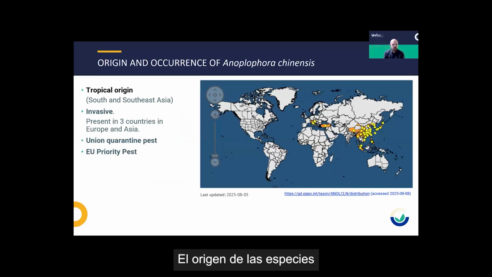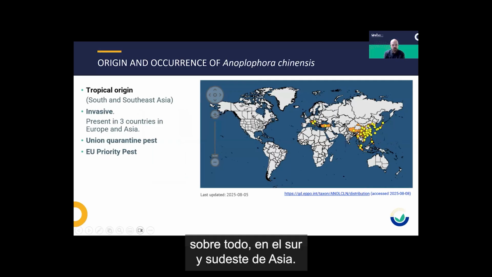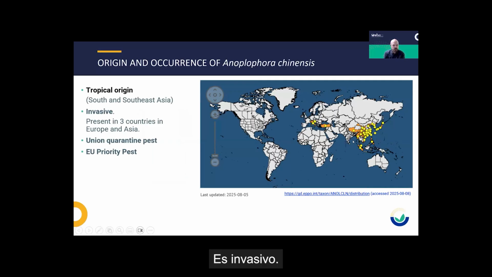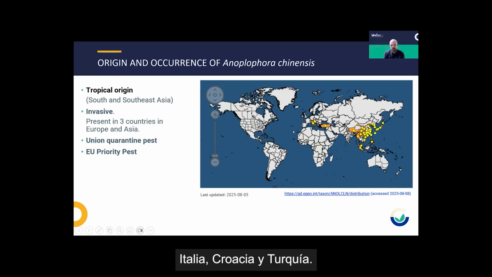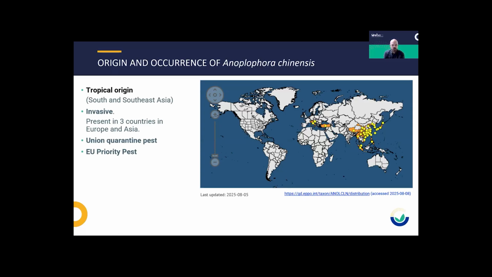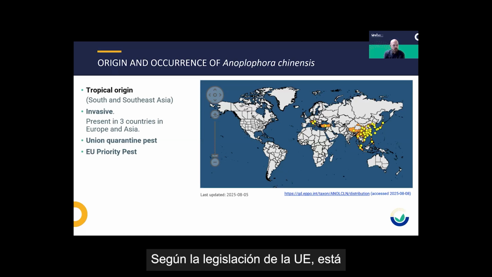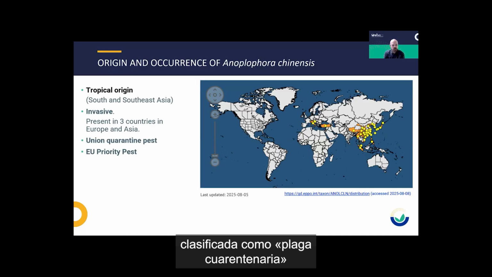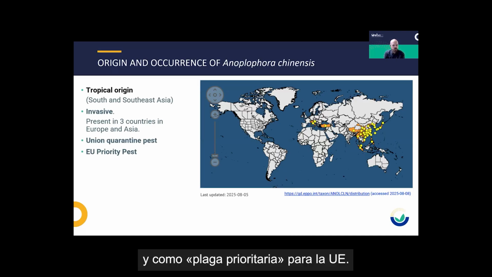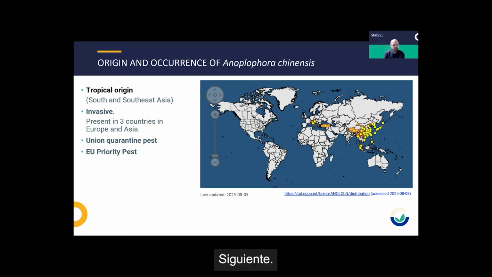The origin of the species is mainly in the tropical area, especially in the south and southeast of Asia. It is invasive and present at the moment in 3 countries in Europe and Asia: Italy, Croatia and Turkey. It was also in other countries, but those have now been declared eradicated. In the EU legislation, it is designated as a Union Quarantine Pest and EU Priority Pest.